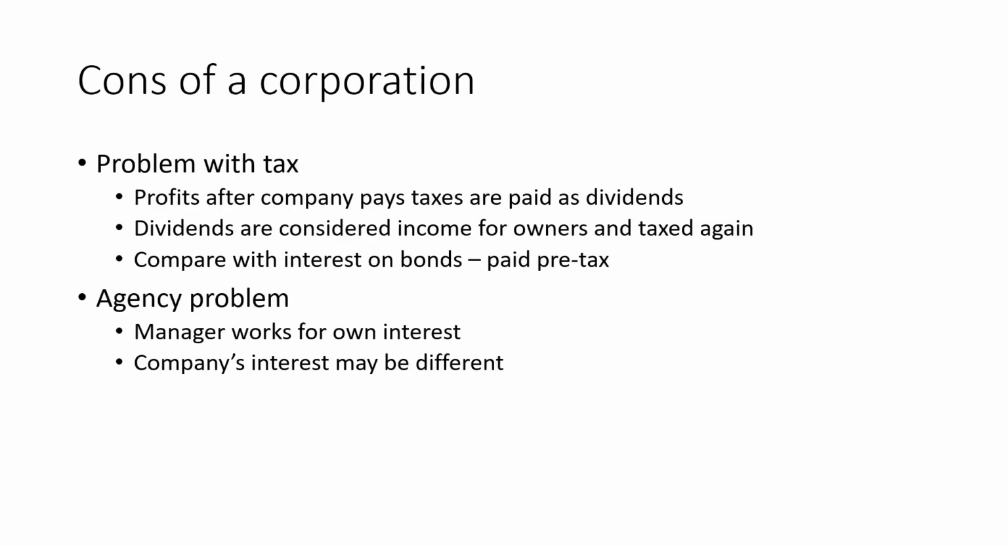The problems with a corporation are tax liability. So what happens is a corporation earns profits, but the profits are taxed, and so taxes are paid to the government. After the taxes are paid to the government, the remaining profits are sent out to shareholders potentially as dividends. Dividends are considered income for the shareholders or owners, and they, owners, have to pay tax on that dividend income once again. So there's a problem of double taxation. Not only does the corporation pay taxes, but the owners, when they receive dividends, are also forced to pay taxes.